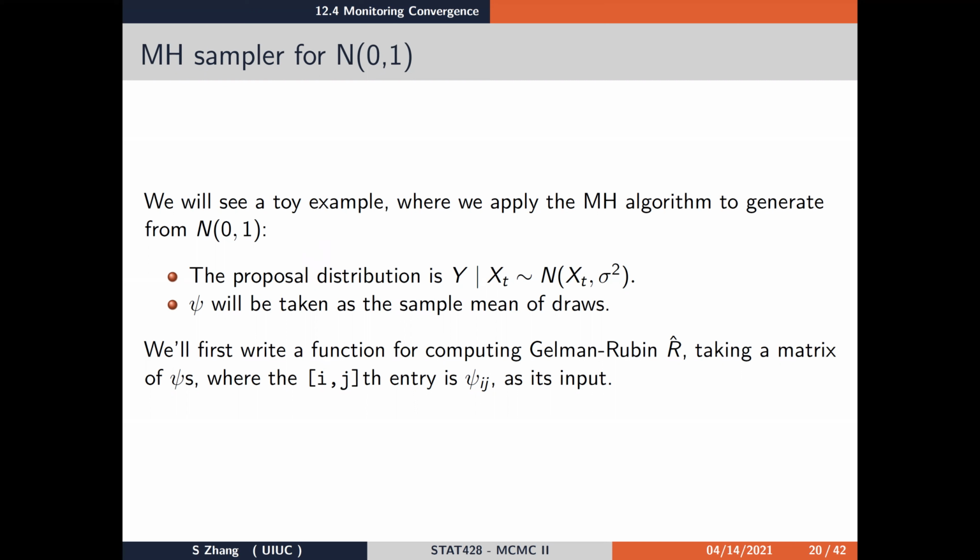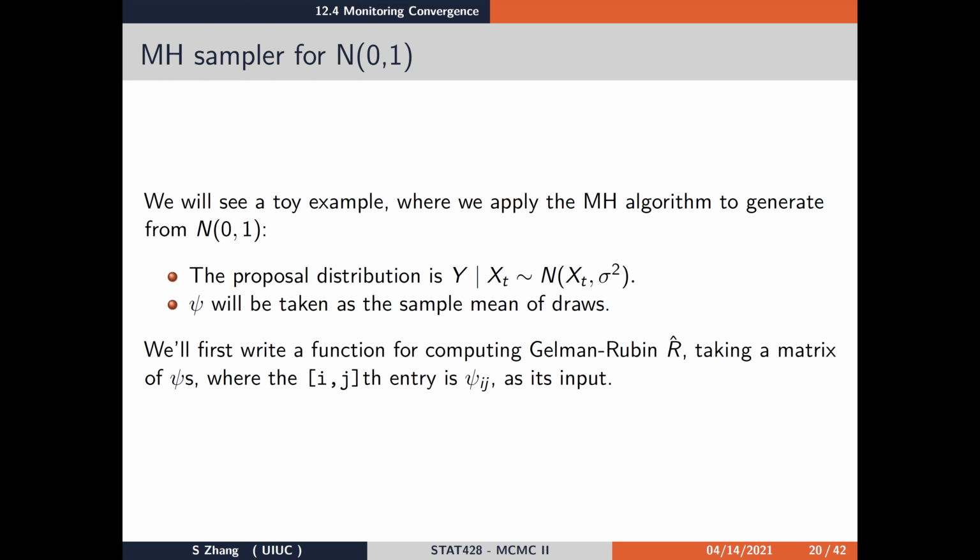For the MH algorithm, we need to specify a proposal distribution. And in this case, we will use y given xt follows the normal distribution with mean xt and variance sigma squared. And when we calculate the r hat, we need to specify what kind of summary statistic we need to use, so what psi we decide to use. For this example, we will use psi, that is the sample mean of the draws.